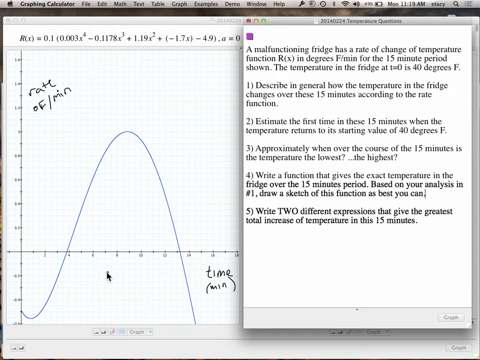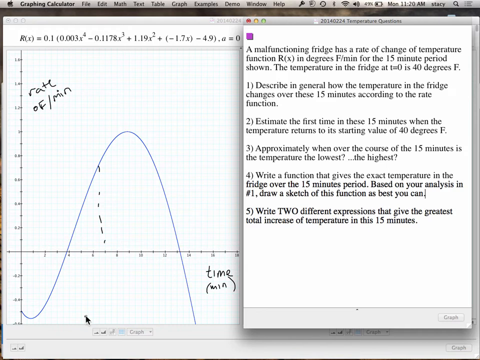So were you able to estimate about when during the first 15 minutes the temperature returns to its starting value of 40 degrees? Remember, because it's decreasing and then increasing, it dips down below 40 and then starts to increase again. So about when would it get back to 40? Maybe around 7 minutes, so maybe around here.